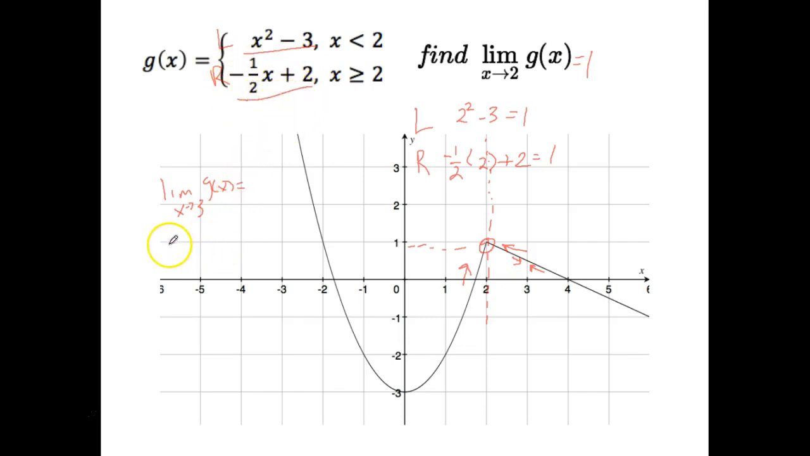If you're doing a number like 3, it'd be negative a half times 3 plus 2, which would make negative 3 over 2 plus 2, giving you just a positive half. And that would be the answer here. You wouldn't even have to worry about this function because it has nothing to do with the number 3. Okay, let's go to the next one.